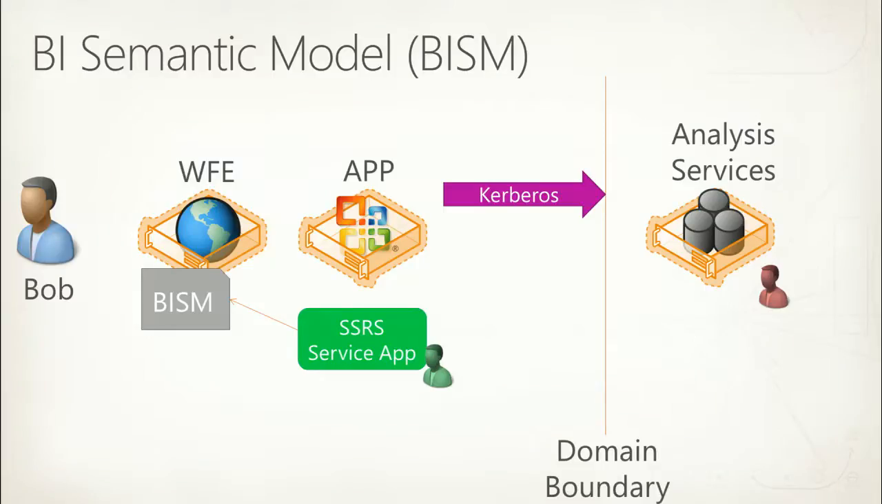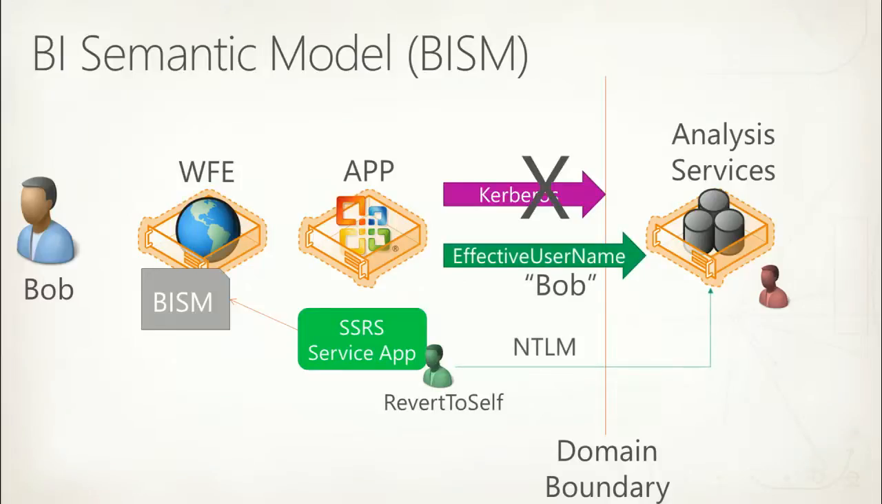If that fails for whatever reason, let's say, in this case we've got a domain boundary and I haven't configured role-based constrained delegation, it's going to go ahead and fall back to effective username. So in other words, it says, hey, I'm coming in as Bob. I'm going to try to delegate Bob across the wire.